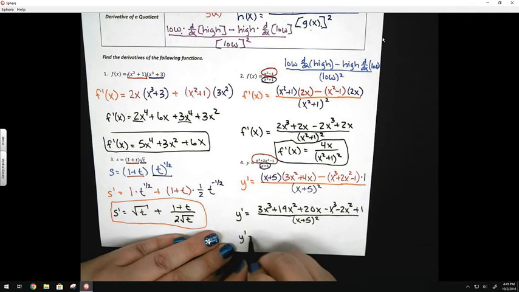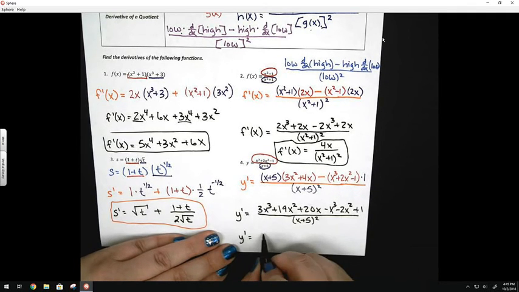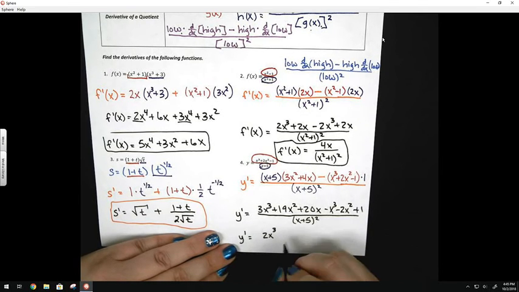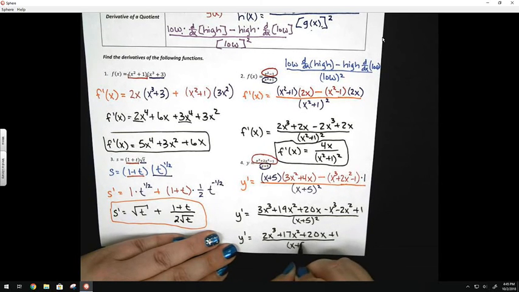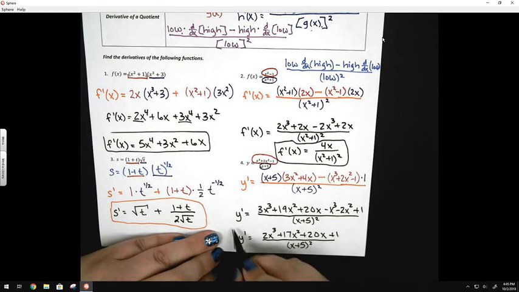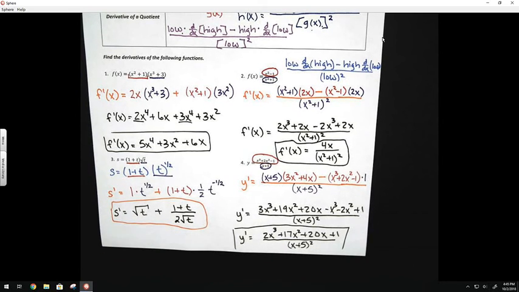So y prime is going to equal 2x to the third plus 17x squared plus 20x plus 1 all over x plus 5 squared. And that's our final answer for that one.